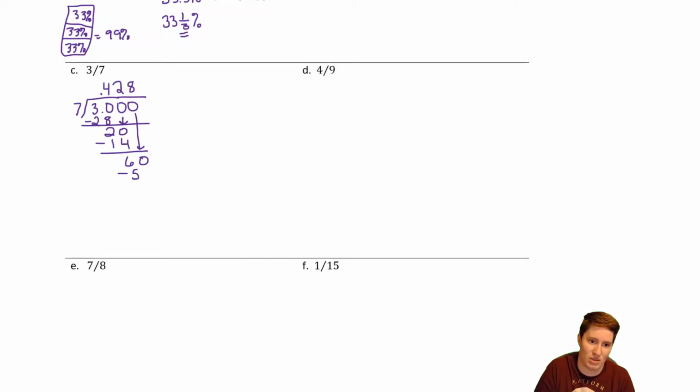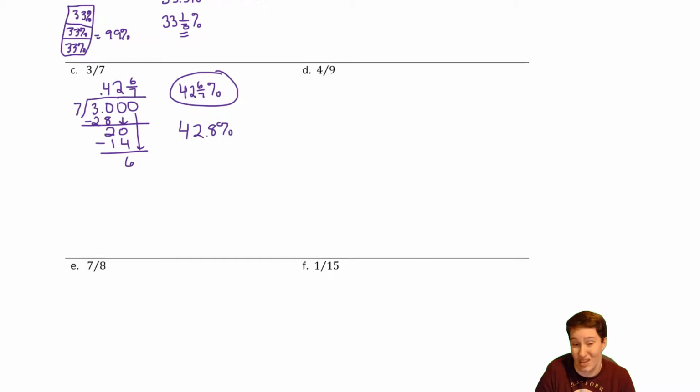to, where would this be? 2 minus 14, where I got 6 as a remainder. Because the 6 as a remainder means that this is 0.42 and 6/7. So as a percent, that's 42 and 6/7%. Now, I honestly am about as happy with that as I am with writing 42.8%. So I just wanted to throw out there how one might go through and figure that out.